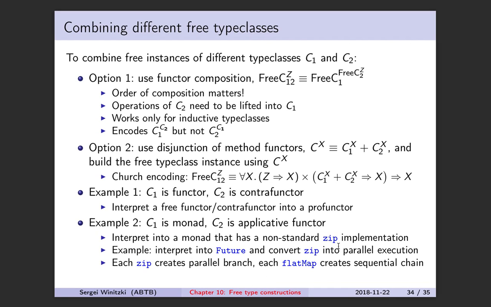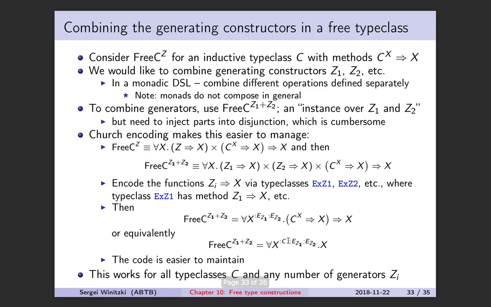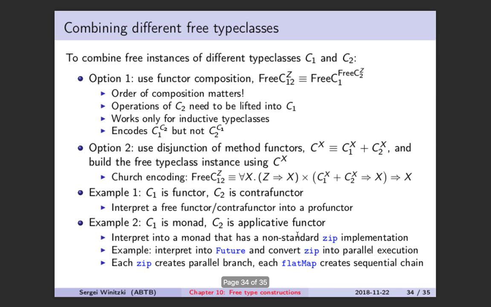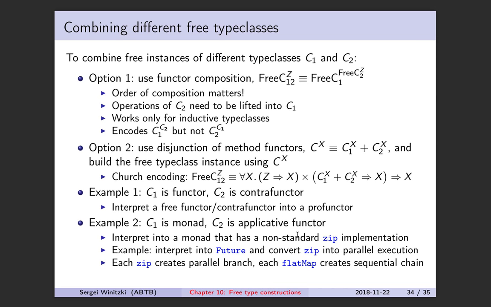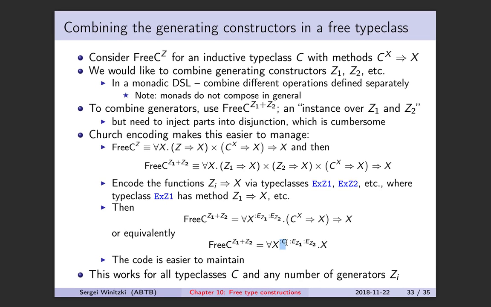And then I show how to combine different type classes in a single free instance. I show that the composition is not necessarily a good way of combining them. And the better way is to do disjunction. And again, the church encoding gives you an easier way of implementing disjunction. And also, you can just add different type class constraints here into this formula. And the result will be a general formula for the church encoding of any number of type classes with any number of generators.